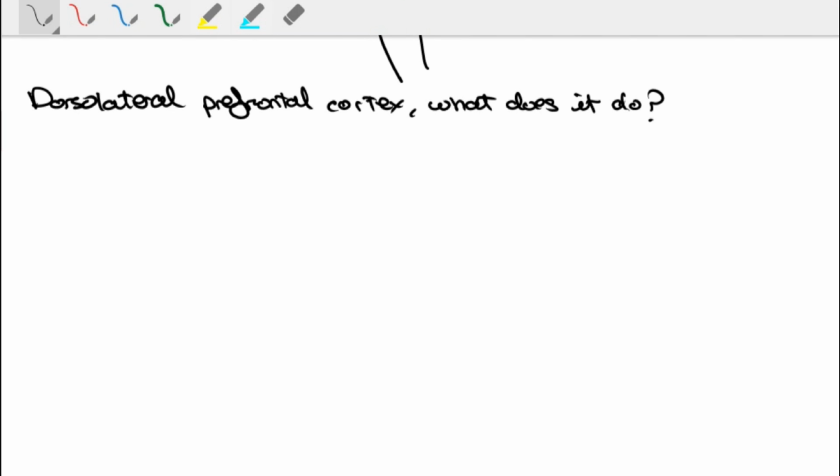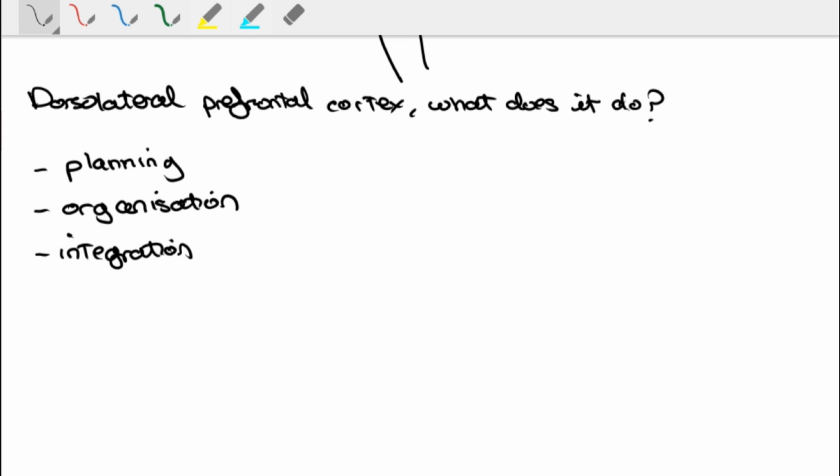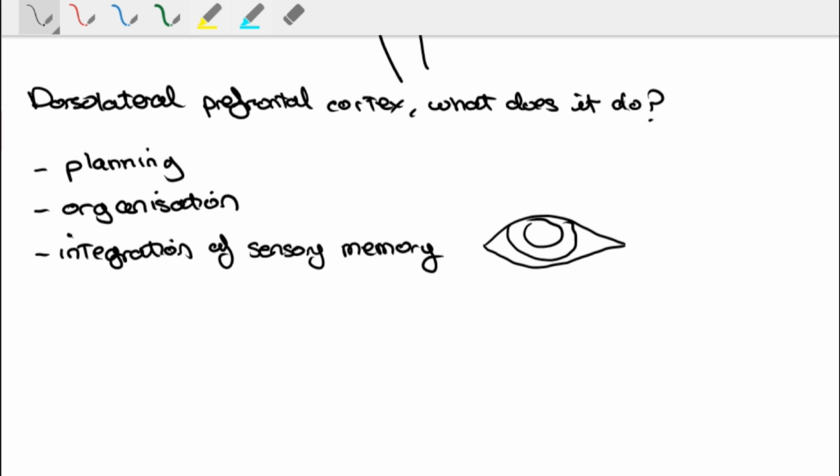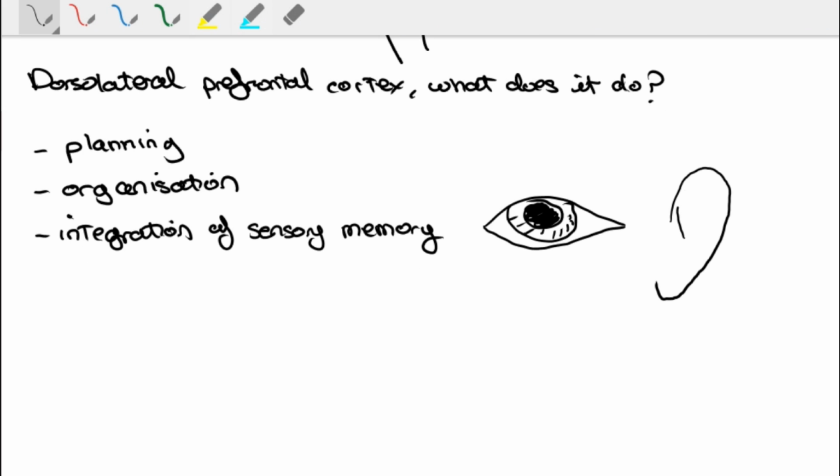Starting with the first one, what does the dorsolateral prefrontal cortex do exactly? This area has quite a few responsibilities, which include motor planning, organization, integration of sensory information, which is where the brain takes in the information from all the senses and puts them together in order to make sense of it. For example, it can be quite difficult for the brain to try and interpret visual information without auditory information, and so both senses are compiled together in order to make sense of it.